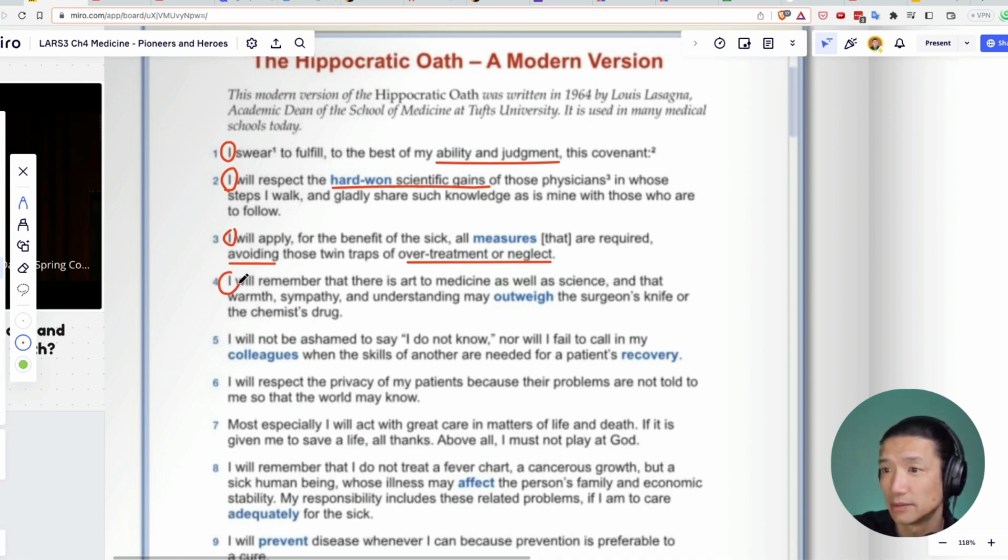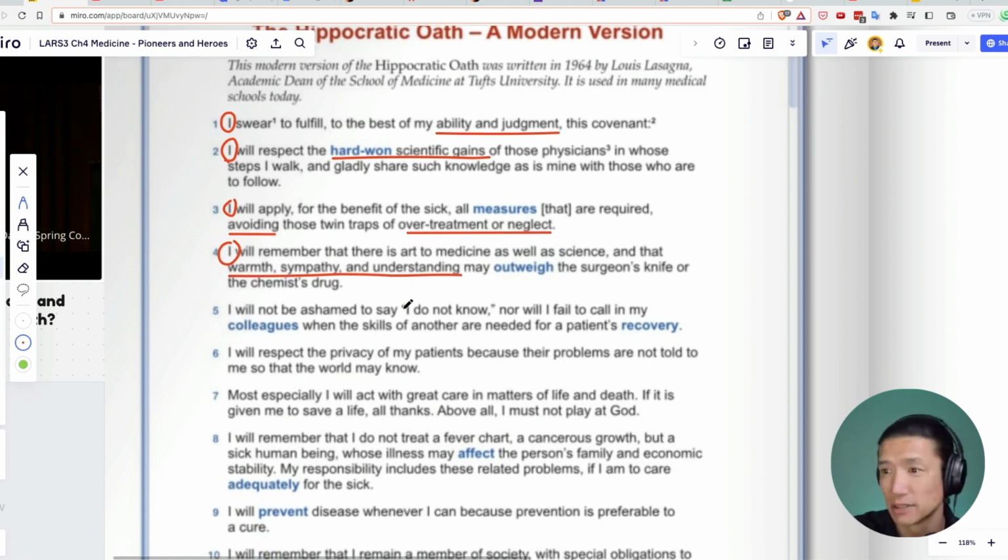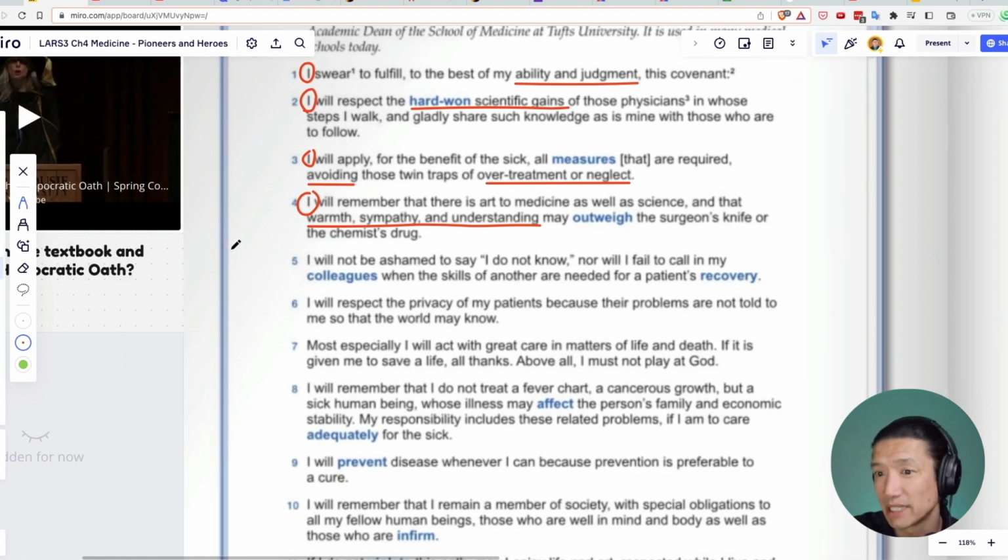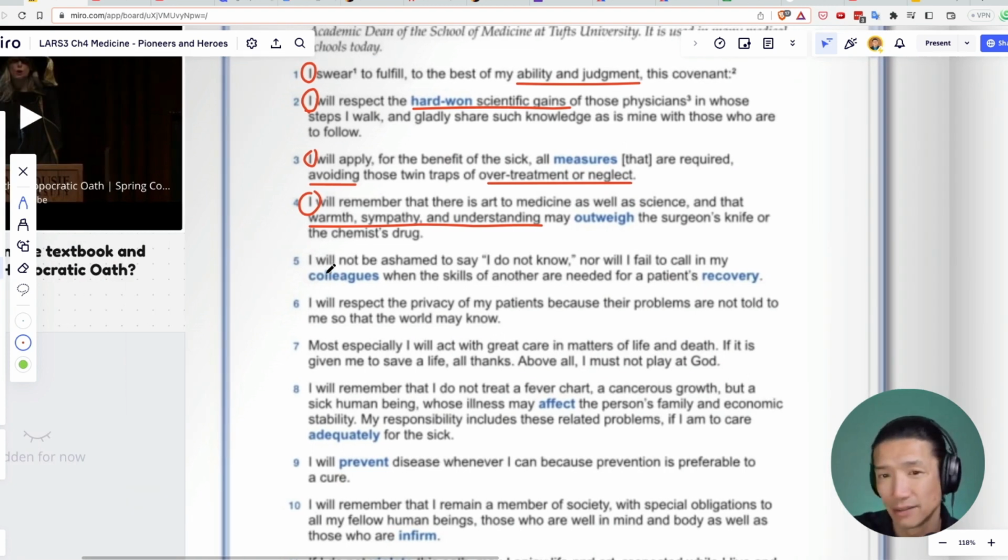I will remember that there's an art to medicine as well as science, and that warmth, sympathy, understanding may outweigh the surgeon's knife. Okay, I'm going to say these are the words: warmth and sympathy, understanding. Keywords. Could be more, could be less. Whatever you think rings true to you.